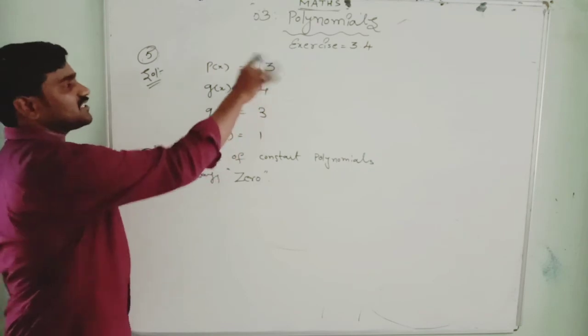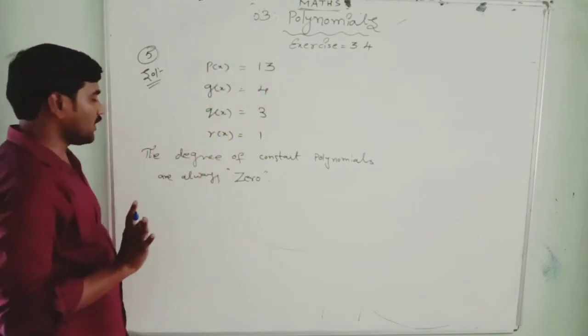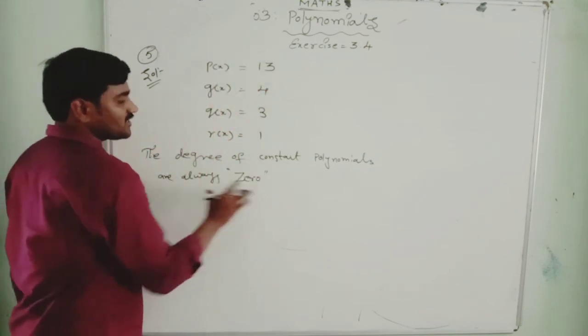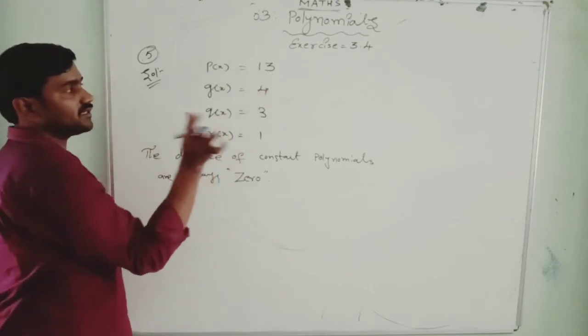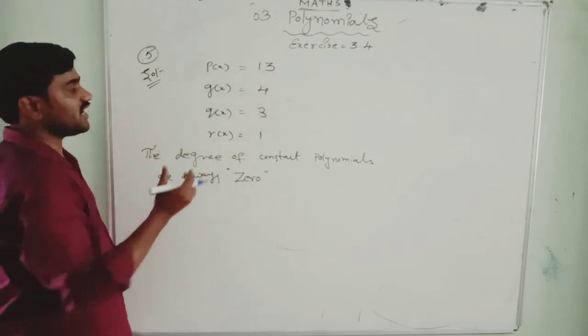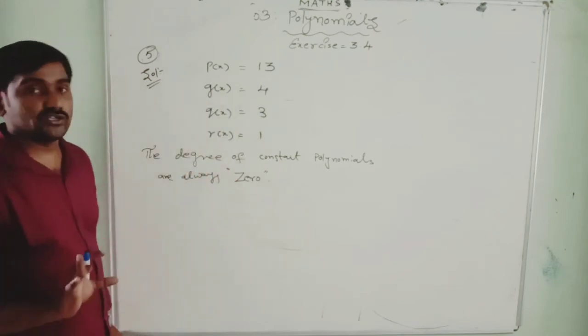So all these are constant polynomials. The degree of constant polynomials is always 0. The degree of p of x is 0. The degree of g of x, q of x, r of x is always 0.